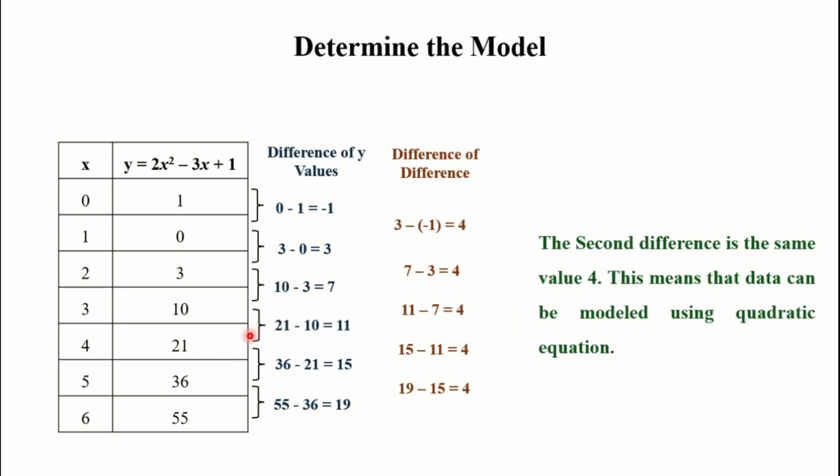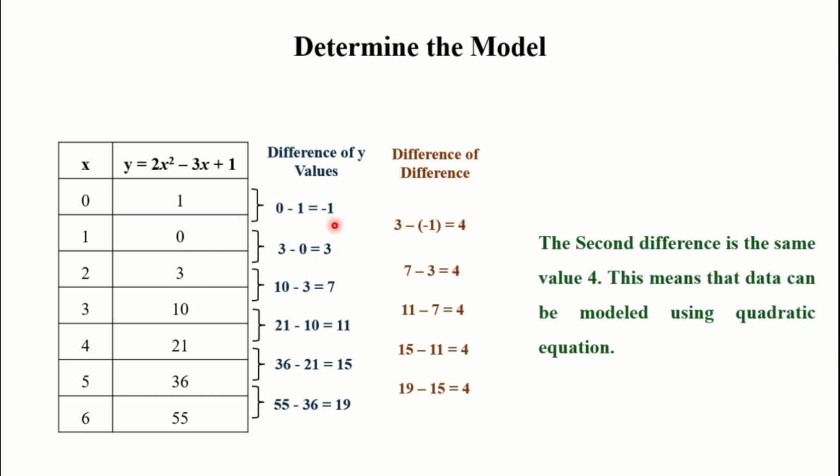Another example: this information is given, and we have to tell which type of model is used for analyzing this data. X is input, y is output. Here we find the difference of the y values. 55 minus 36 is 19. 36 minus 21 is 15. 21 minus 10 is 11. 10 minus 3 is 7. 3 minus 0 is 3. 0 minus 1 is minus 1.